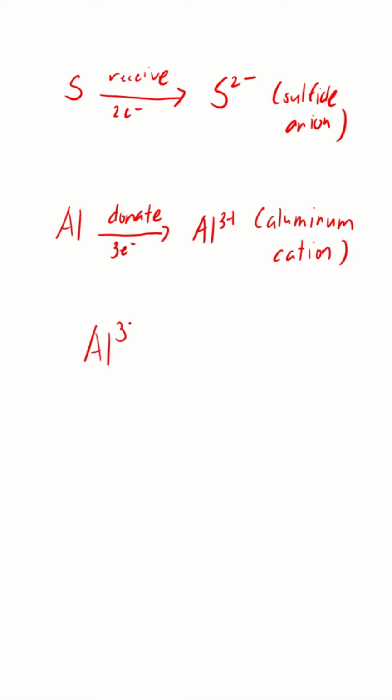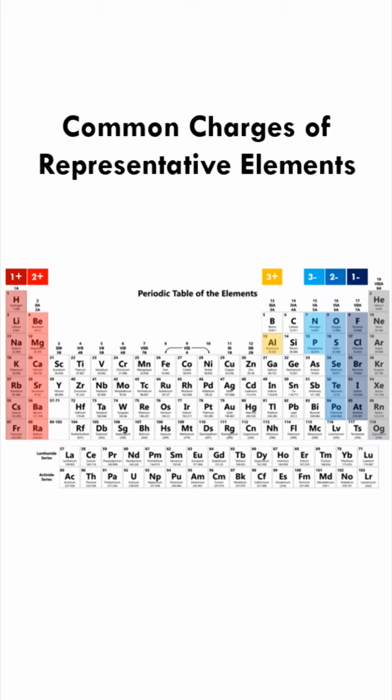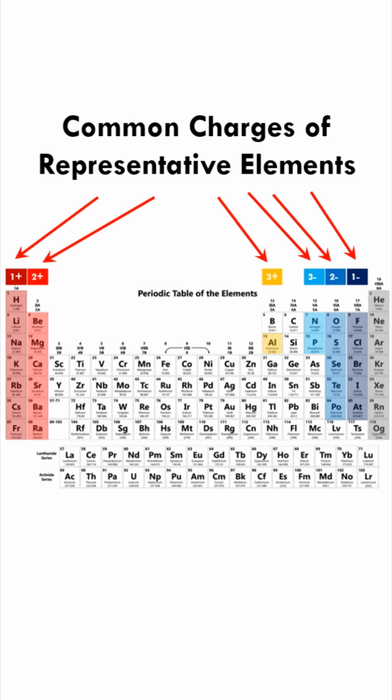To get the formula of the compound they'll form, we can cross the charges like this, giving us Al2S3, aluminum sulfide. Having 2 aluminum cations give them a total charge of 6+, and having 3 sulfide anions give them a total charge of 6-. By having this specific number of aluminum and sulfur atoms, the number of positive and negative charges are equal. In determining the formulas of ionic compounds, we must be familiar with how the charges of atoms are related to their placement on the periodic table.